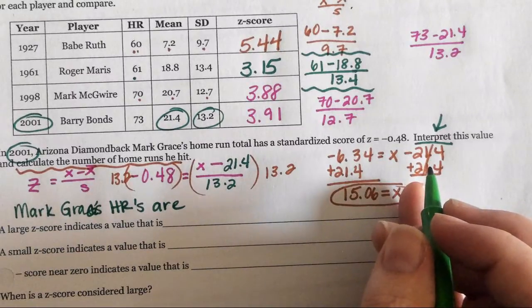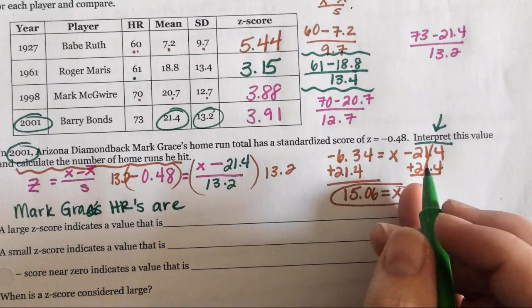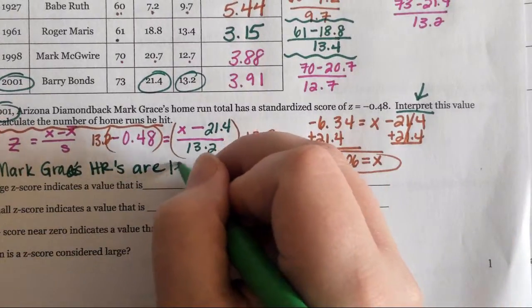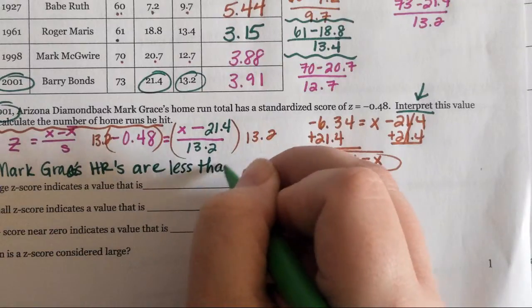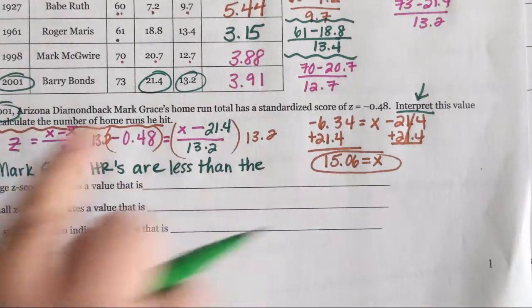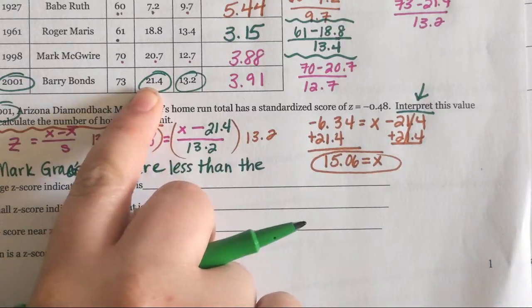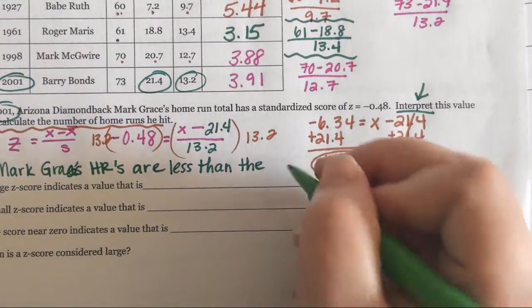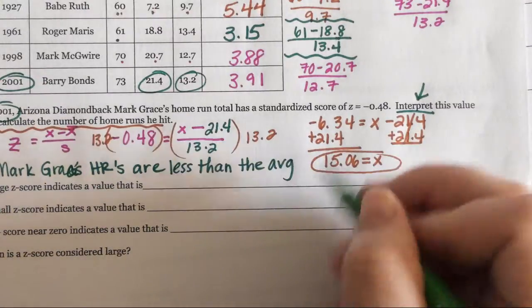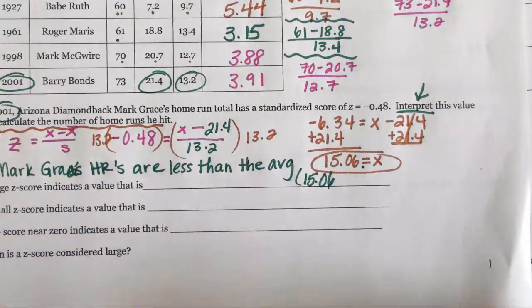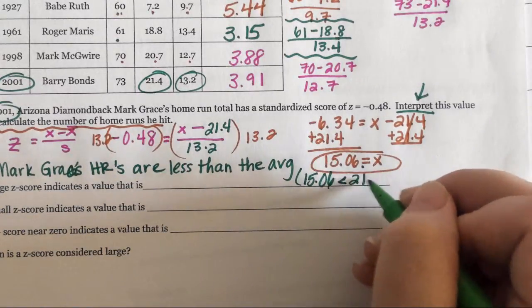Well, you're on to something for a second. Because home runs are less than the average. We got that before. We can say that last. Well, I mean, we knew that when we got 15.06 and the mean was 21.4, so it's less than the average. I'm running out of room. And then if we needed to tell it to ourselves, we're like, yeah, because 15.06 is what he got. It's less than 21.4.